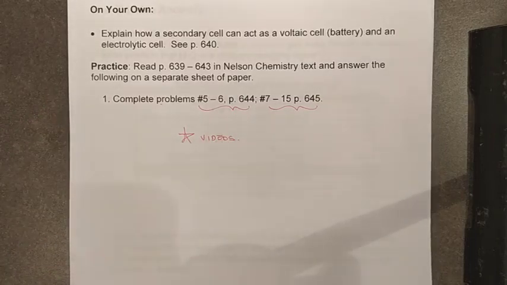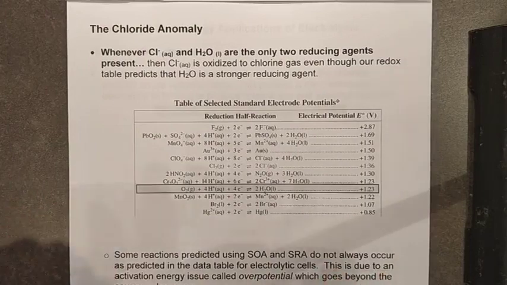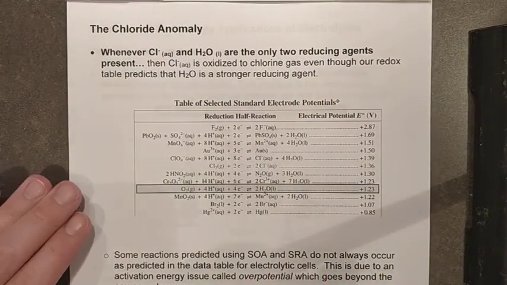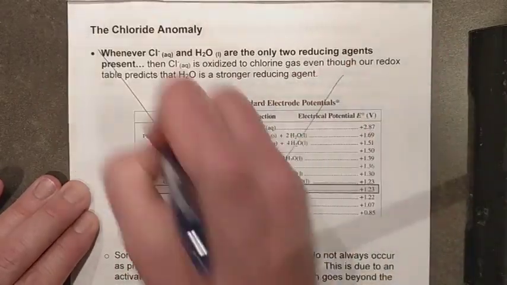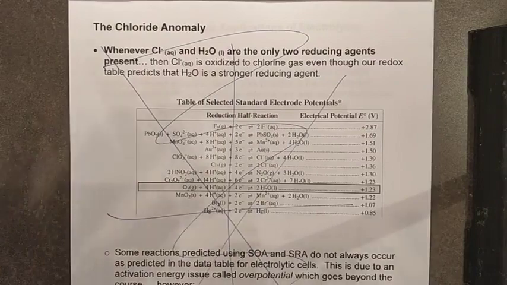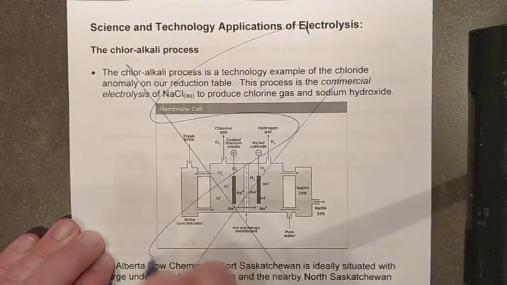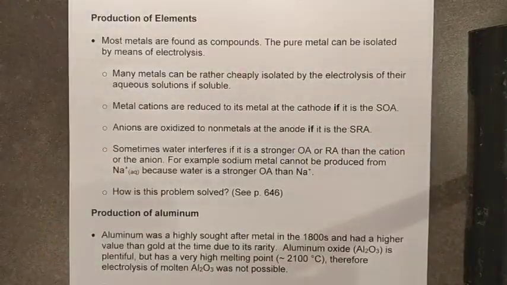You'll notice that there's more notes here, so we should quickly talk about that one. Chloride anomaly is one of those weird specificities that Alberta Ed just likes to throw into their content. I do not want you to look at this at all. Get rid of it. This will only confuse, pretend it never happened. Chloralkali process, same thing. Never ever look at that.